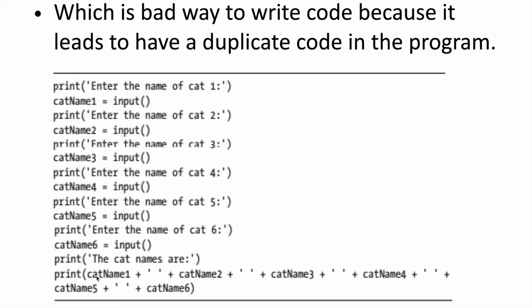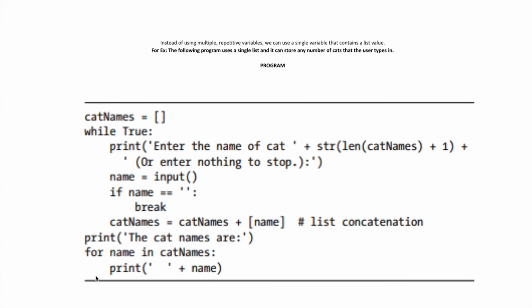No, this is not a good practice. Instead of that, I can use a single list to store all the cat names. How to do that? See here. Instead of using multiple repetitive variables, we can use a single variable that contains a list value. Yes, that variable will contain only a list value. The list can store any number of cats. There is no restriction. Instead of creating multiple variables, I can create a single list.